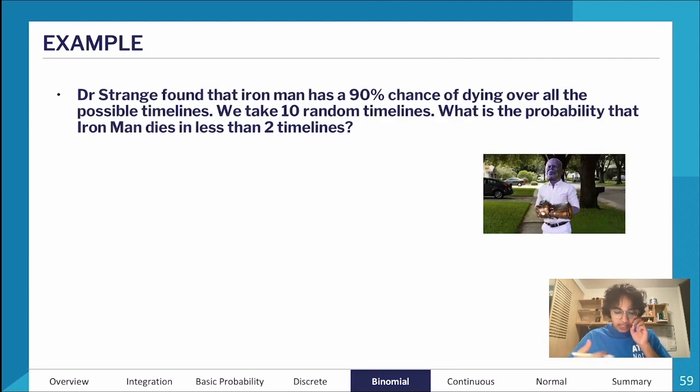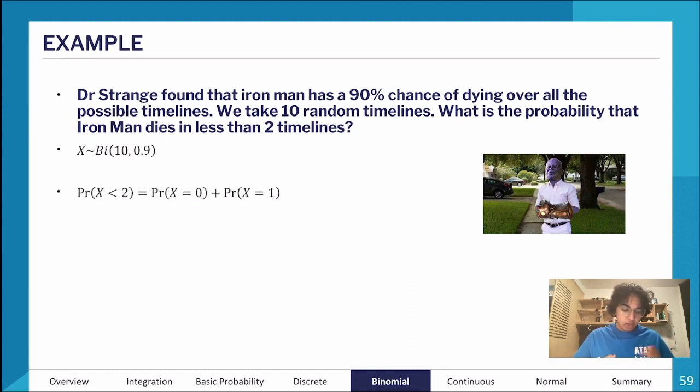Okay, so we take 10 random timelines. What is the probability that Iron Man dies in less than 2 timelines? So again, I want to write out what my variable is. Now I've got the probability of X less than 2. This is also the same as the probability of X less than or equal to 1, because it's a discrete distribution. Remember, binomial is discrete. So keep that in mind.